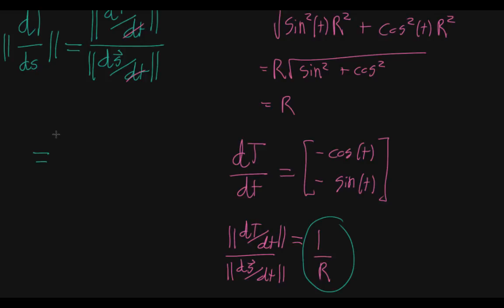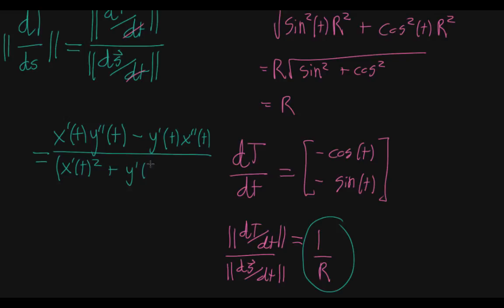is x prime, the derivative of that first component, multiplied by y double prime, the second derivative of that second component, minus y prime, first derivative of that second component, multiplied by x double prime. And all of that is divided by the kind of magnitude component, the x prime squared plus y prime squared. That whole thing to the 3/2.